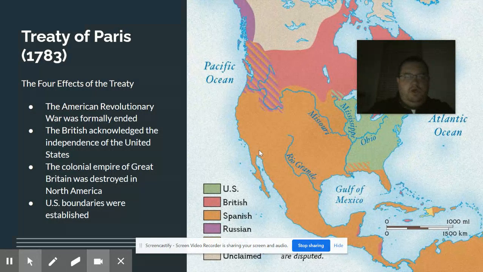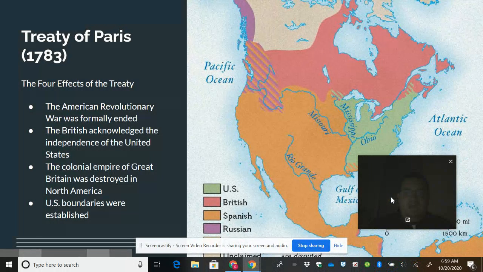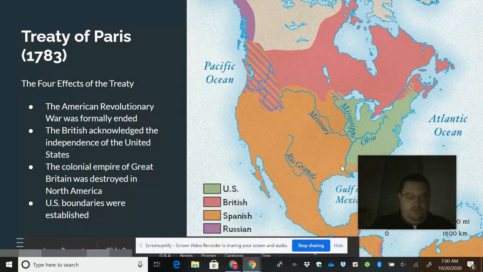Number 3, the colonial empire of Great Britain was destroyed in North America. Before this, Great Britain was all over North America. They had the United States. So now they're completely out, as you can see from the map. They're still in Canada, and even in Canada today, they still have a lot of British influence. Even though Canada's independent, they still have a lot of influence on Canadian culture.